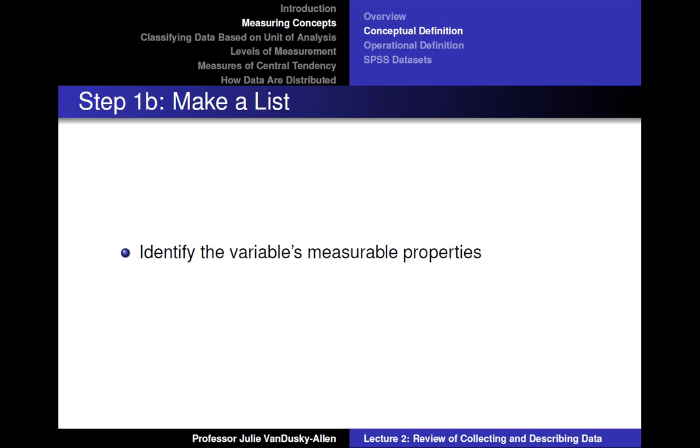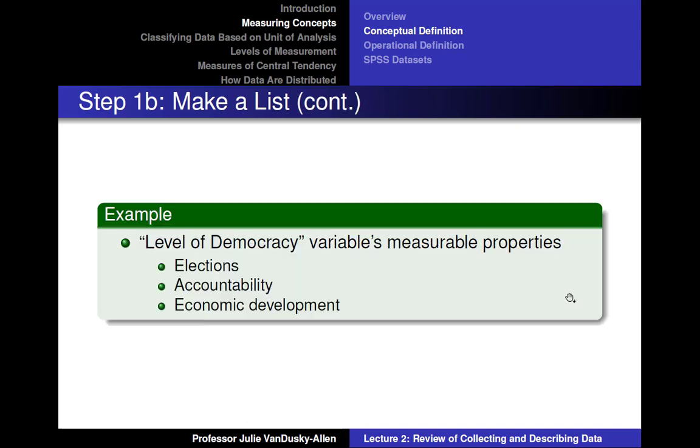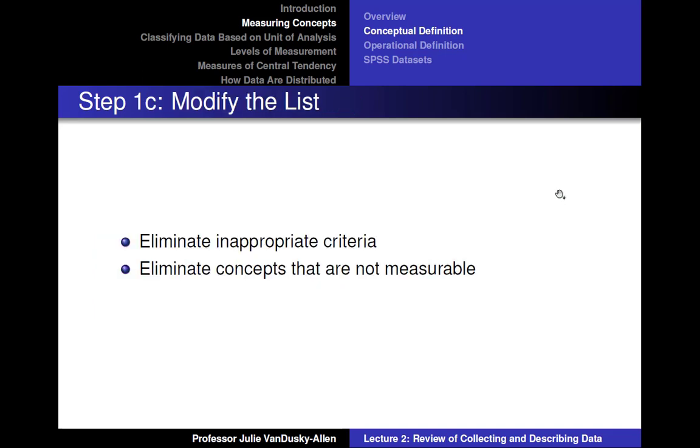The next step in developing a conceptual definition is identifying the concept's measurable properties. These are properties we can observe in the real world. For example, if we were writing a conceptual definition of democracy, the measurable properties of democracy could include whether a country has elections, whether leaders of a country are held accountable for their actions, and whether the country has a highly developed economy. These are all potential properties of democracy that we can actually observe in the real world.